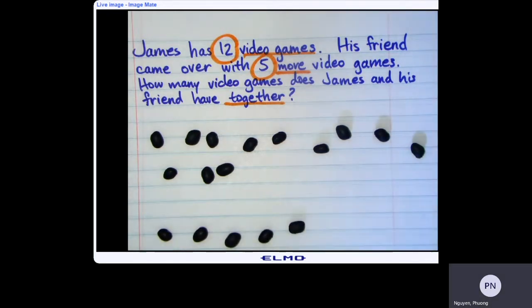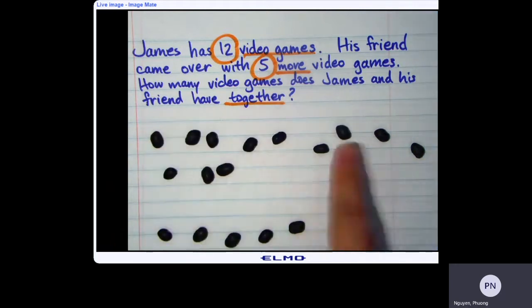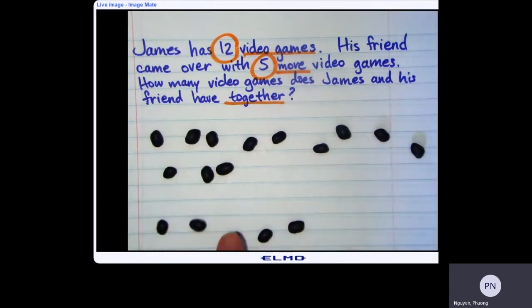Now, I have 12 beans up here and 5 down here. And it asks how many video games do James and his friend have together, all together. So that means I add. So I'm just going to count all together. I know this is 12 already. So 12, 13, 14, 15, 16, 17.